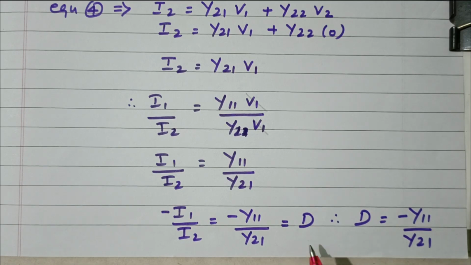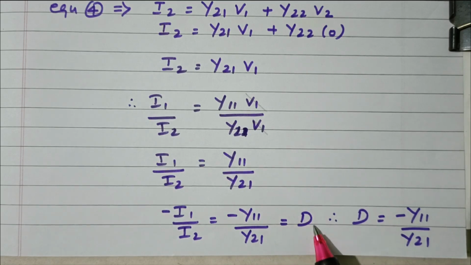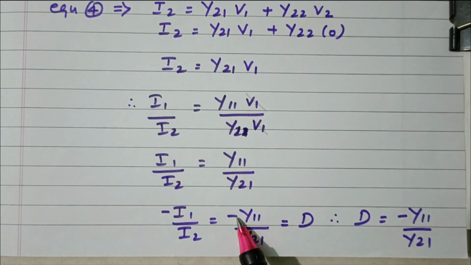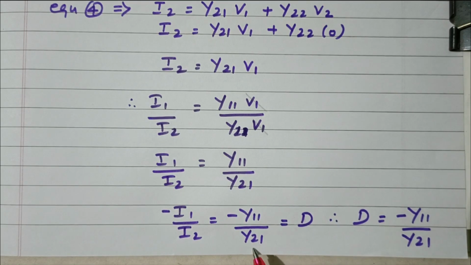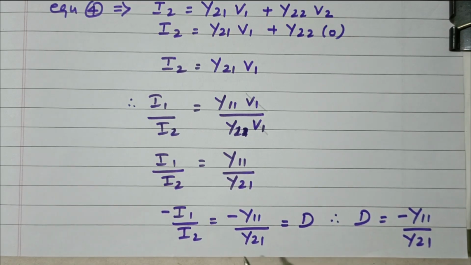If you go through the ABCD parameter, Z parameter and Y parameter separate videos, you are able to understand what the D value is, right? Minus Y11 by Y21 is the D. That can be understood by watching the separate videos for ABCD, Z and Y parameters. Now we'll go for the reciprocal condition.